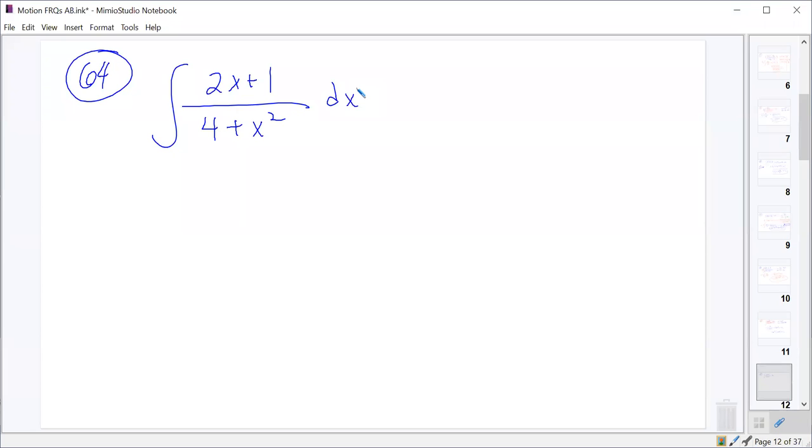What's causing the problem? It's the plus 1. That plus 1 is causing a big issue. If I can get rid of that plus 1, this is a very easy integral. Would you all agree with that?